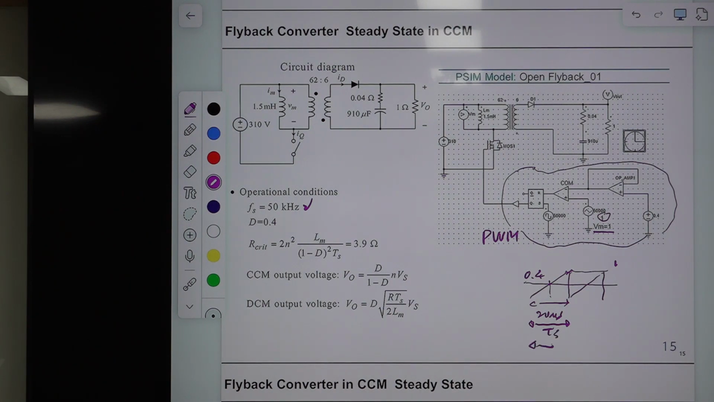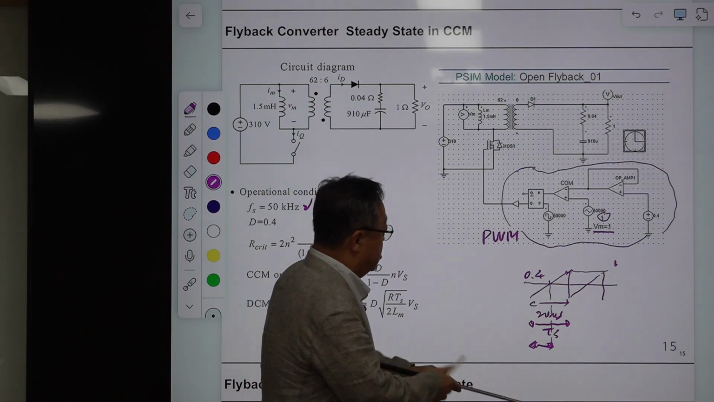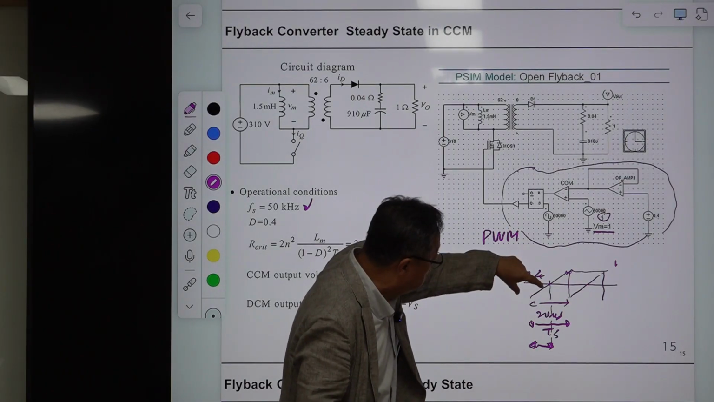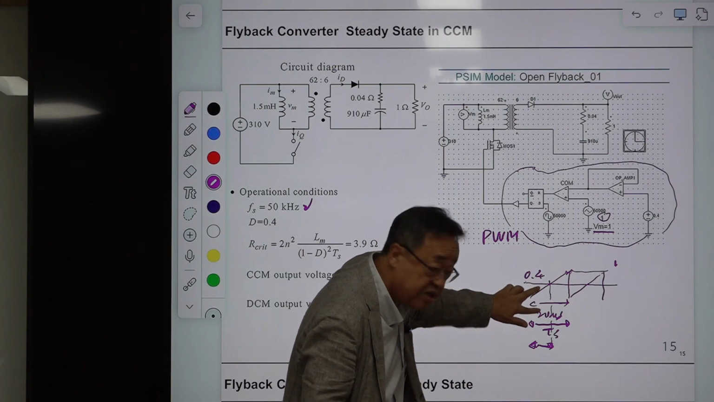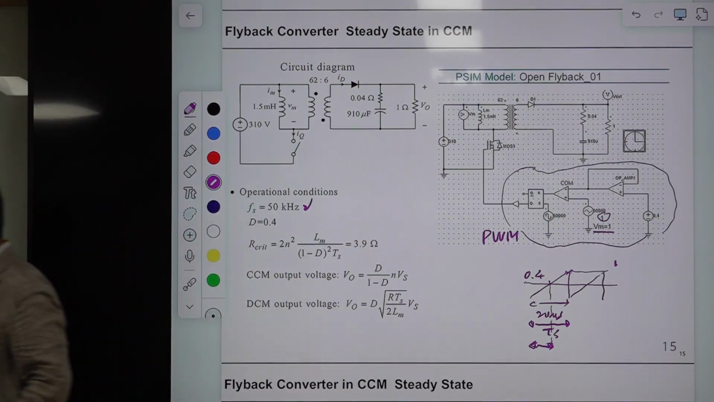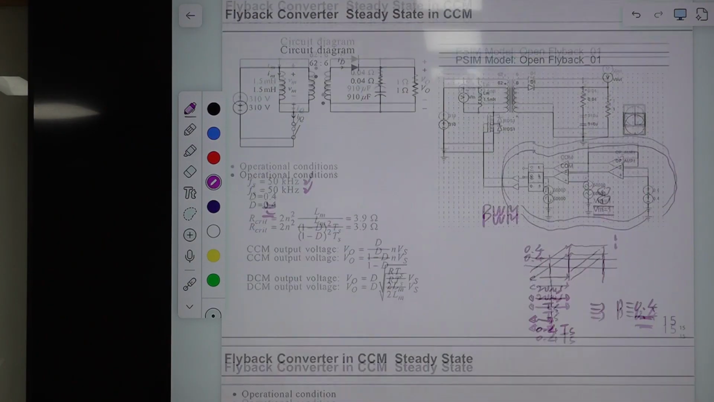then this period is from this proportionality. The ratio between this and this should be the same as the ratio between this and this. Okay, so then this is 0.4 TS. So D is 0.4 here. Okay, all right. And you perform simulation.